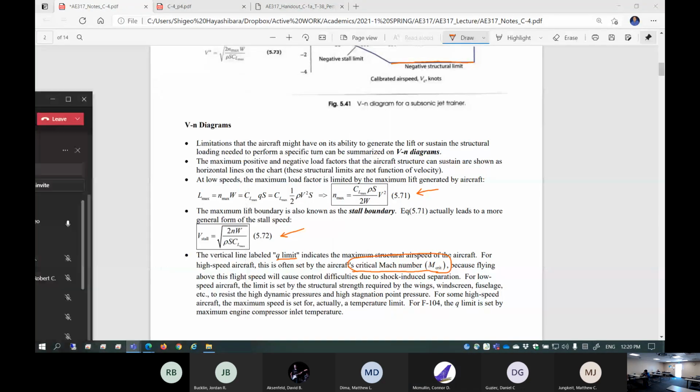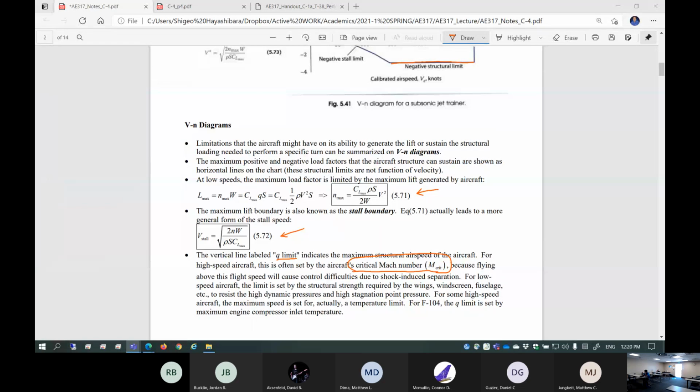So I think one of the important design parameters is that you need to come up with the critical Mach number. This is required because you're talking about transonic airspeed. So this is going to probably correspond to a Q limit, okay? All right. And then pretty much everybody else is low speed. So critical Mach number probably is not that important, okay?